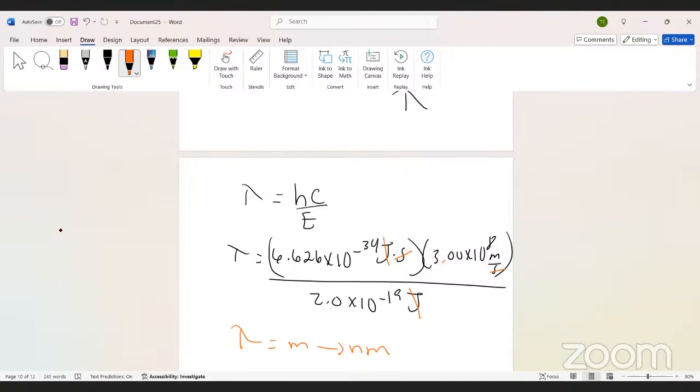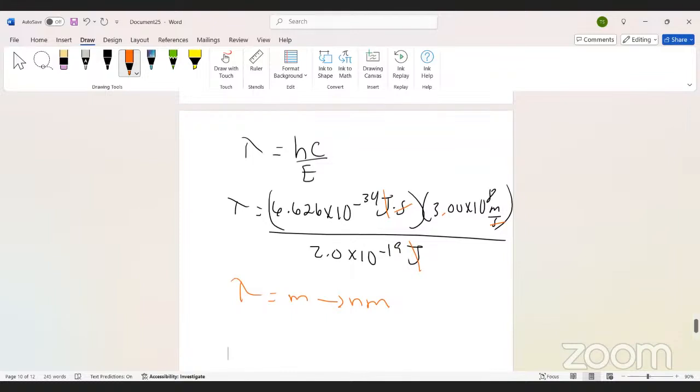So your question is, a photon has 6.6 kilojoules per mole of energy. What is the frequency of one such photon in hertz? Okay, so you're converting the kilojoules to a hertz. Okay. So let's go back up here.